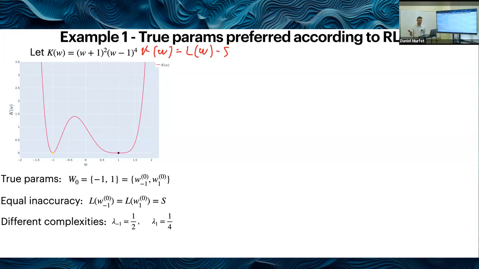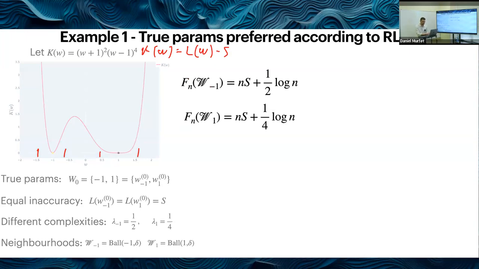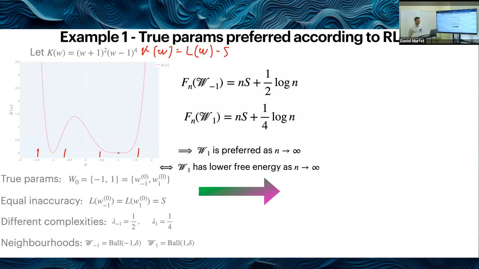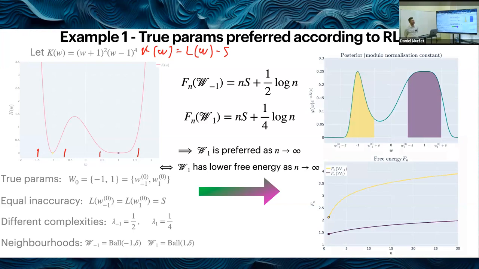In this particular case, the KL divergence is nice enough that you can just calculate them. You can basically just read them off. In the neighborhood of negative one, the squared term is dominant, and so the RLCT is the reciprocal of that. In the neighborhood of positive one, the RLCT is just a quarter. So we can consider two different neighborhoods around those points, and analyze the free energy about them. Our free energy formulas look like this, which means that, because a quarter is less than a half, W1 will be preferred as n tends to infinity, which means that W1 will have lower free energy, which we can see with this very simple little animation.